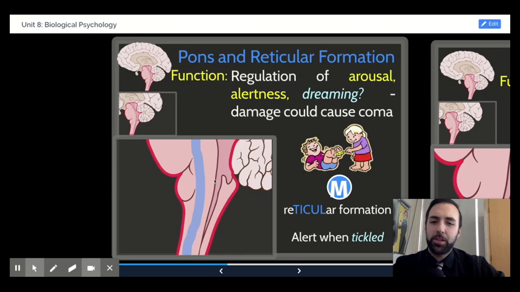The reticular formation is a bundle of neurons that kind of extends through the brainstem, which is what I've tried to indicate here with this blue. So they are two quite separate things, but they both have very similar functionality. So I always group together the pons and reticular formation.